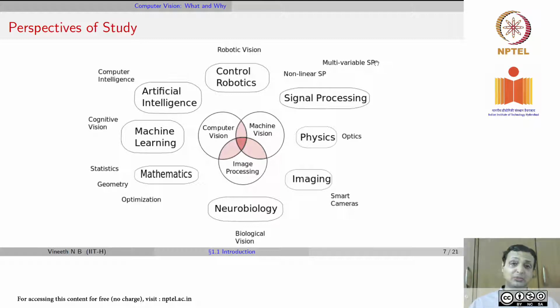So in terms of studying computer vision, very broadly speaking, there are a few different terms that often overlap with computer vision.